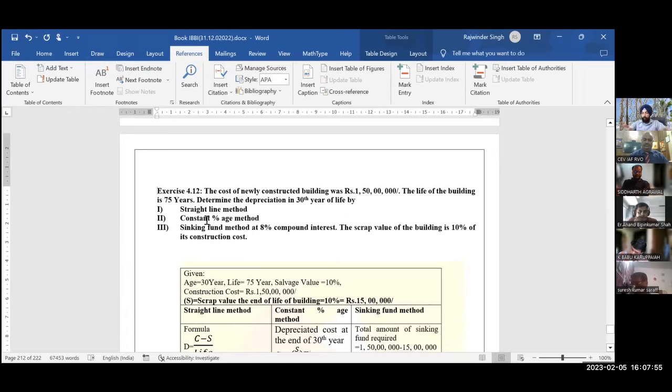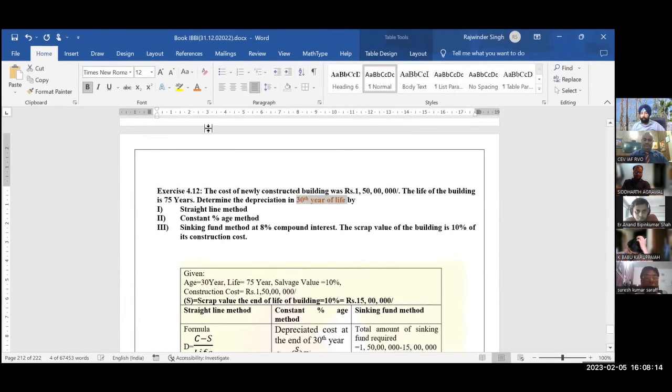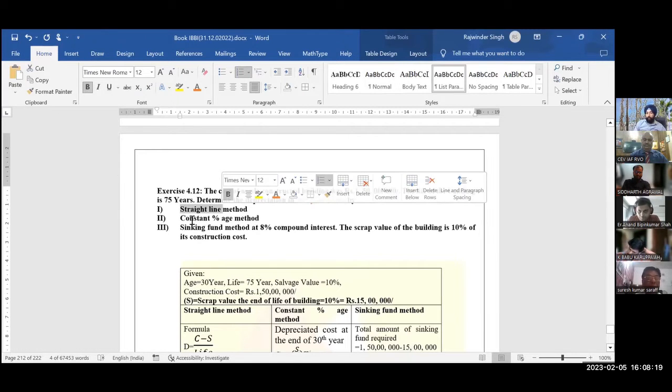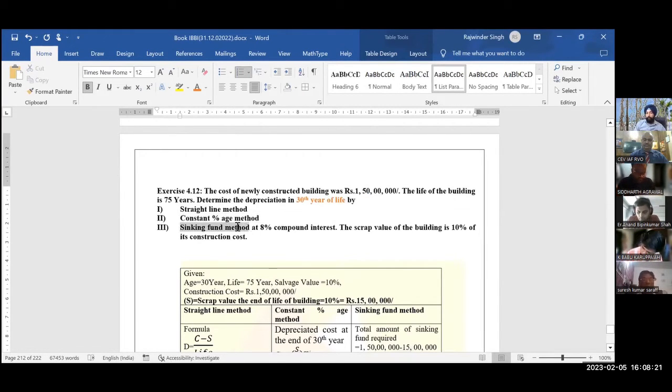So now we'll be doing one example in which all three methods will be used. The cost of a newly constructed building was 1 crore 50 lakh. The life of the building is 75 years. Determine the depreciation in the 30th year of life. See here, you have to find it in the 30th year of its life, by the straight line method, by the constant percentage method, and by the sinking fund method at 8% compound interest. He has given you 8% compound interest. The scrap value of the building is 10% of its construction cost.